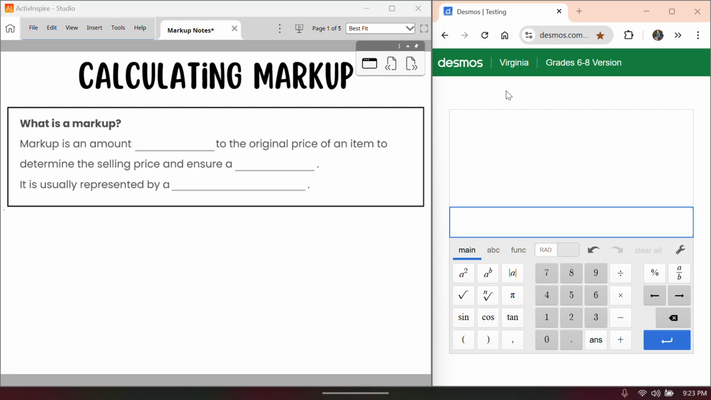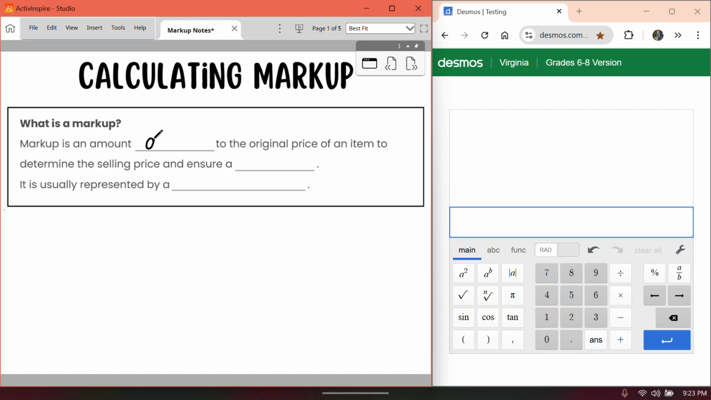Today we are talking about markup, and you may be asking yourself, Ms. Benson, what is markup? Well, let me tell you. Markup has some similarities with tax and tip because it is an amount that is added onto the price of an item. And just like tax, tip, and discount, it is usually represented with a percentage. All right? But how is it different than tax and tip?